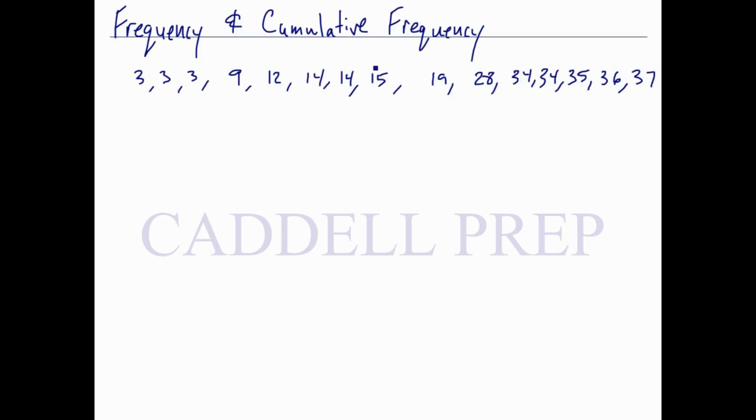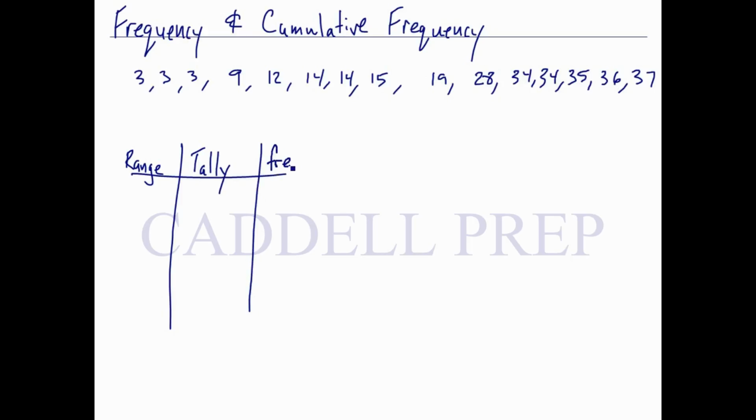Alright, let's go over frequency and cumulative frequency. So first let's start with a table. We'll make this our range, then we'll make some tallies, and then we'll put the frequency. So we see we go from 3 up to 37. I'm going to split this up into groups of 5.